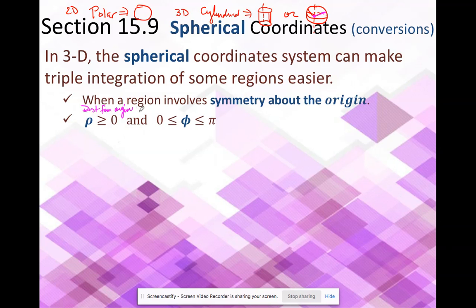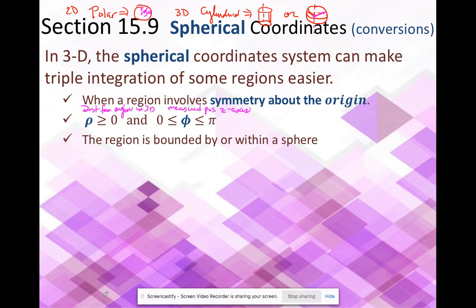And then remember in polars, we called the distance from the origin r, and then we would rotate theta, and theta went from 0 to 2 pi. Well, now in 3D, we're still going to have that. It's not like you have to go through 2D to get to 3D. So we're still going to have an r and a theta, but I have a new angle up in 3 space. This angle phi is measured from the positive z-axis.